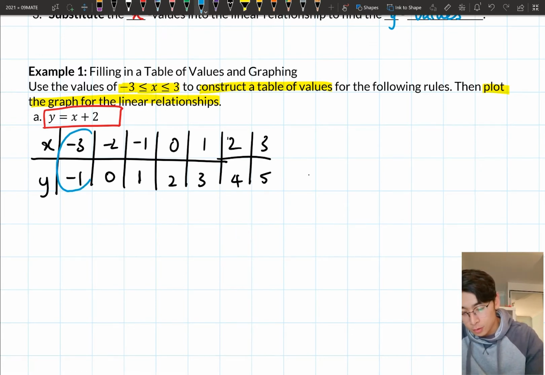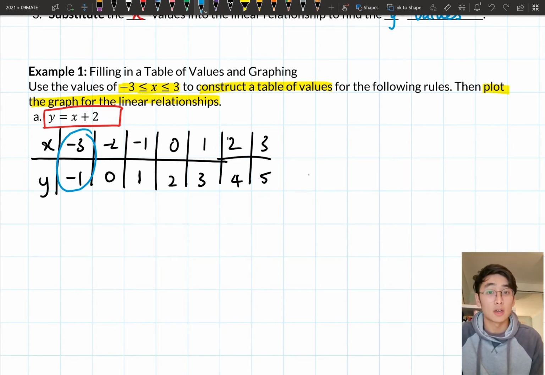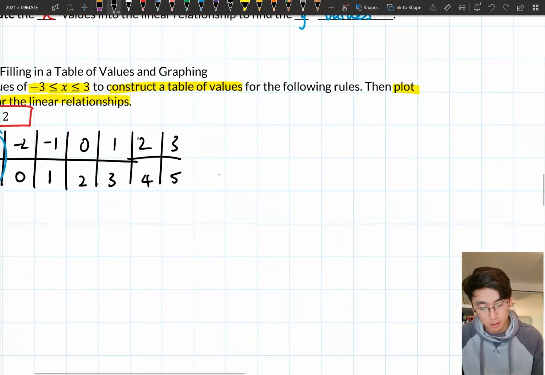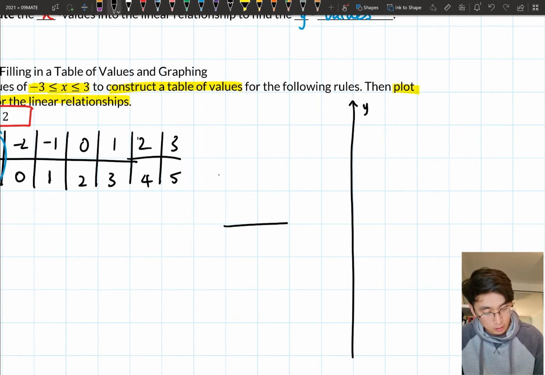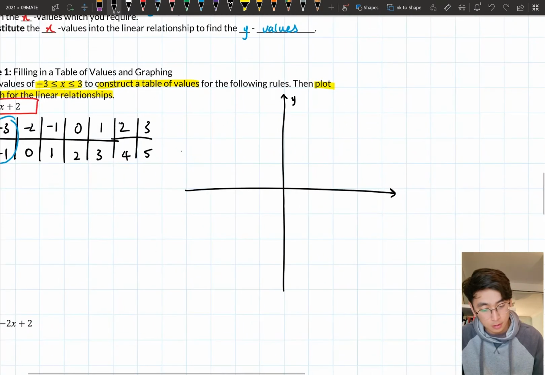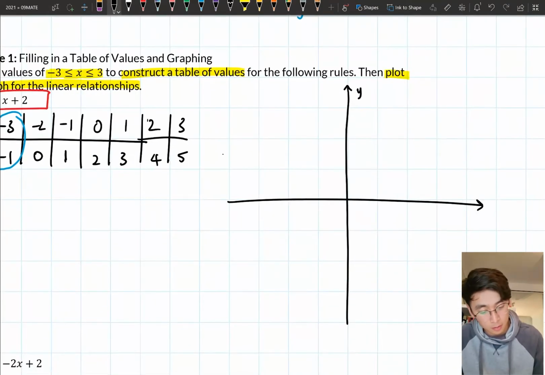I'm going to look at this first column. What it tells me is that on my Cartesian plane, I'm going to have a point where x is equal to -3 and y is equal to -1. So if I was to draw this on my Cartesian plane, this is y, this is x. I just realized my axes are not going to go to scale, so I'm just going to go up by 2 each time: 2, 4, 6.